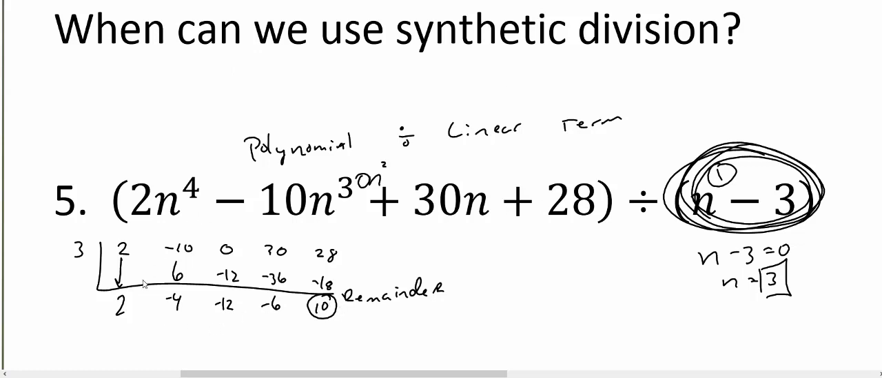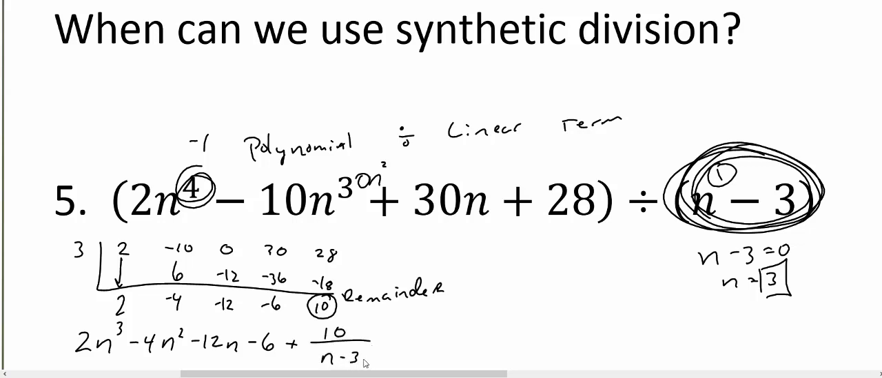So here's what happens. I'm going to take the 2. I'm going to write the n. I'm going to drop the power by 1. 4 minus 1 is 3. -4, n to the 2. Always now go down in order. 3, 2, 1, 0, remainder. -12n minus 6 plus 10 over n minus 3.